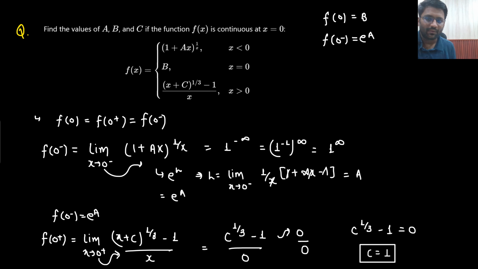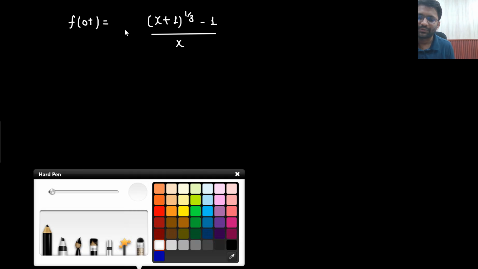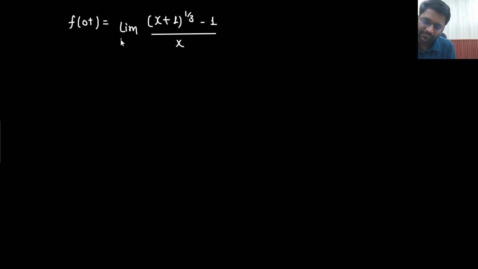Then again let's find out f of 0 plus. So if I find out f of 0 plus, in place of c I will put 1 only. What is that? Limit x tending to 0 plus of (x plus 1) to the power 1 by 3 minus 1, divided by x. Now if I put this 0 here, what answer will I get? 0 by 0. That means now I can apply L'Hopital's rule.